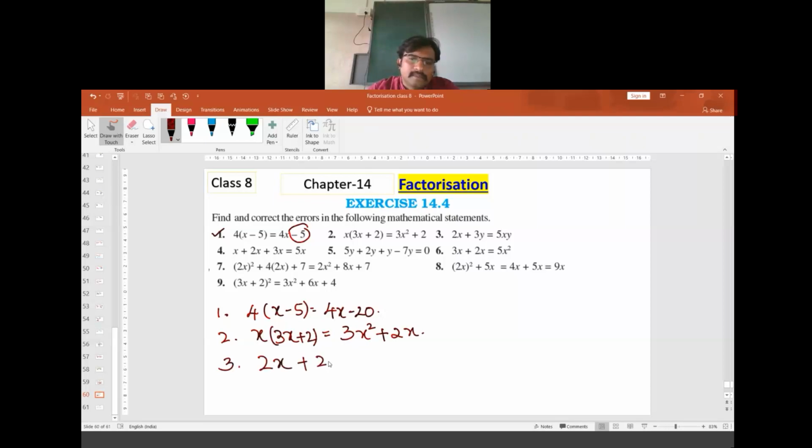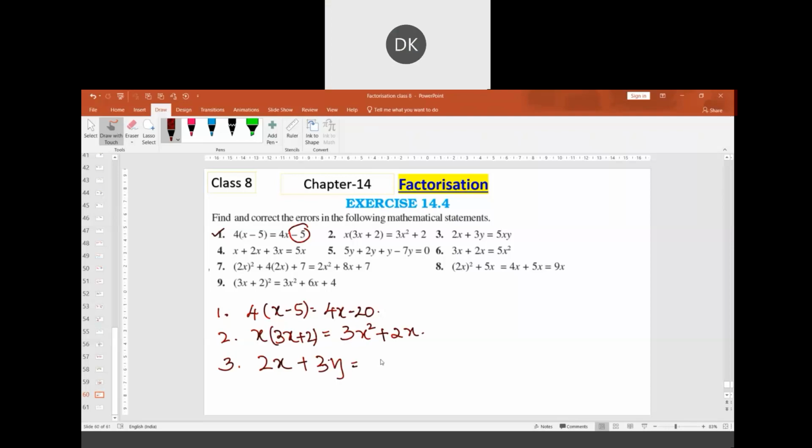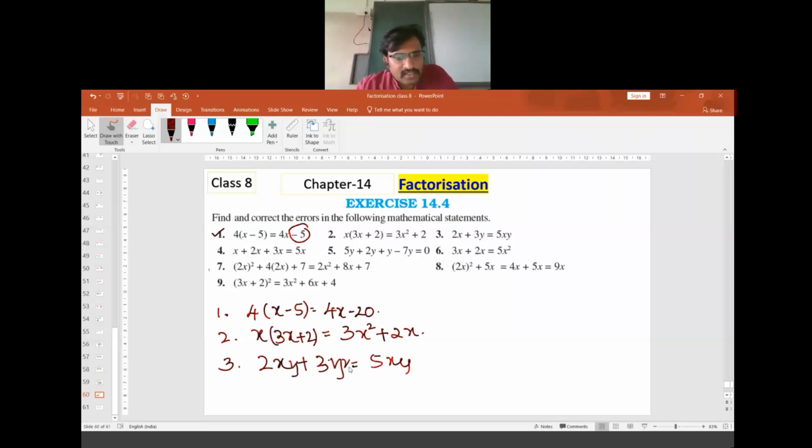Yes, sir. 2x plus 3y, it is addition, sir. The answer can't be multiplication. If I make this as xy and this as yx, will it be correct? Yes, sir, the error is there in this. So here I can make this as xy and this as xy.